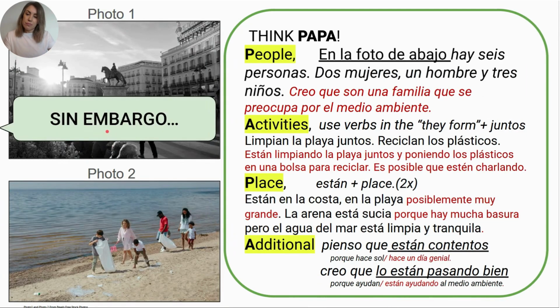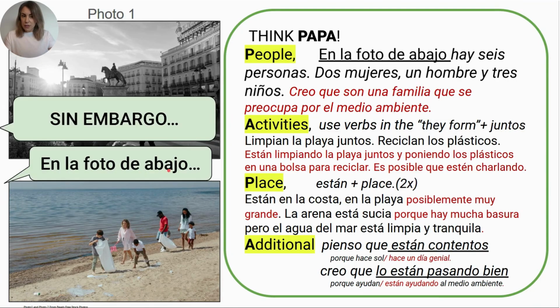Sin embargo, however, en la foto de abajo hay 6 personas. 2 mujeres, un hombre y 3 niños. I counted. I can tell more or less. That's what I think I can see. So I say it. That's more than enough detail for foundation.